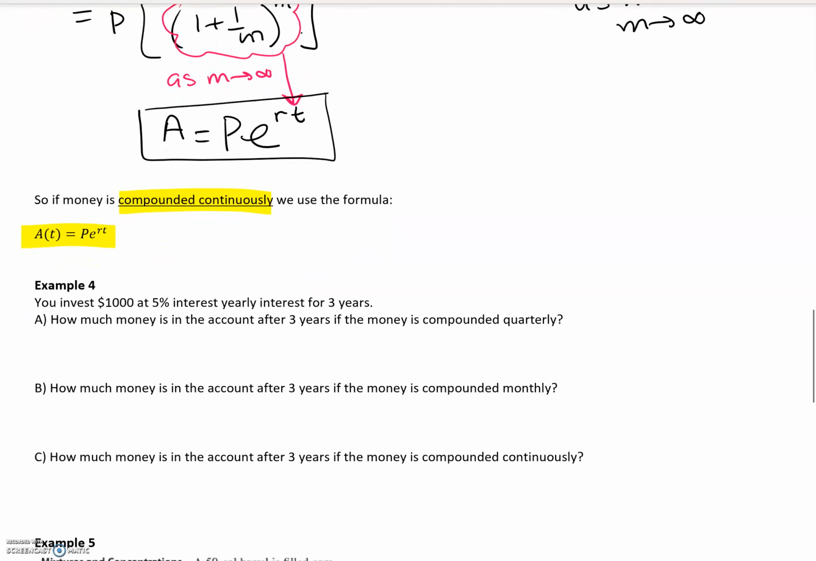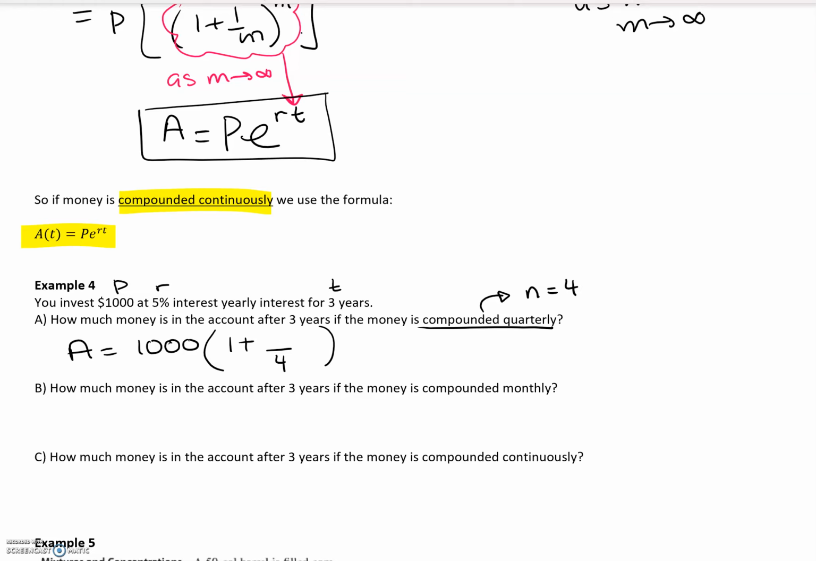Let's say you invest $1,000 at 5% interest yearly for 3 years. So you're getting 5% interest and the money is sitting in the account for 3 years. How much money is in the account after 3 years if it's compounded quarterly? So for quarterly, we're going to use n equals 4, and we're going to use the big formula. 1,000, that's p, that's r, that's t. 1 plus r over n, with n being 4, to the nt.